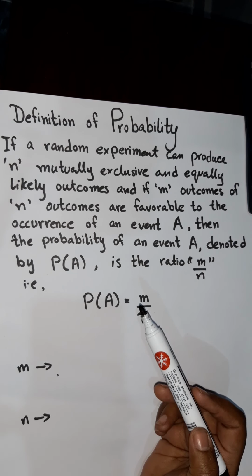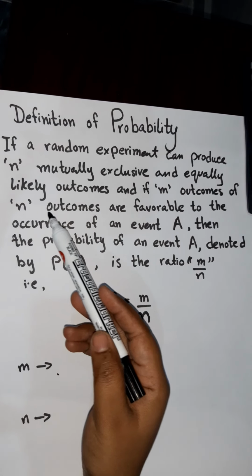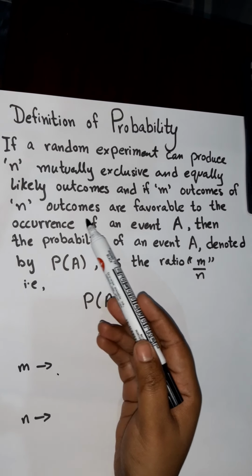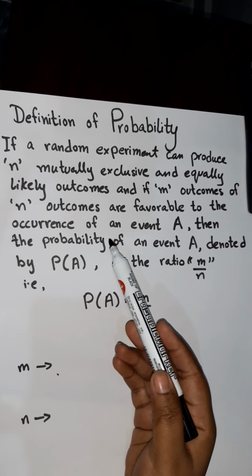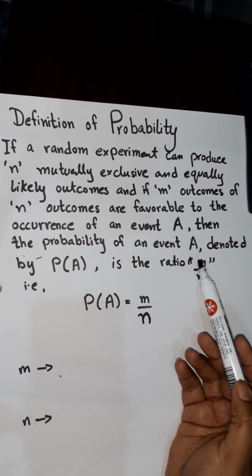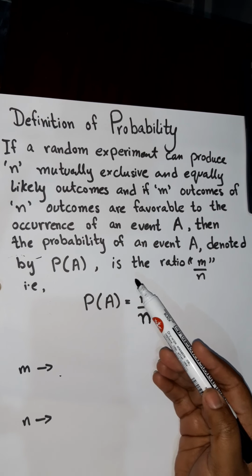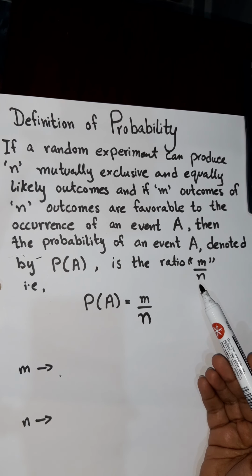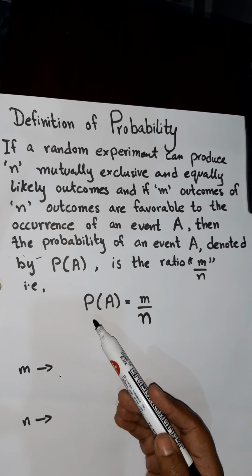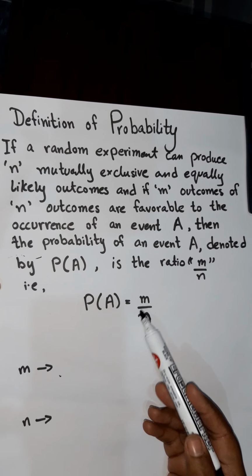If a random experiment can produce n mutually exclusive and equally likely outcomes, and if m out of n outcomes are favorable to the occurrence of an event A, then the probability of an event A, denoted by P of A, is the ratio m by n, and symbolically it is written as P of A equal to m by n.